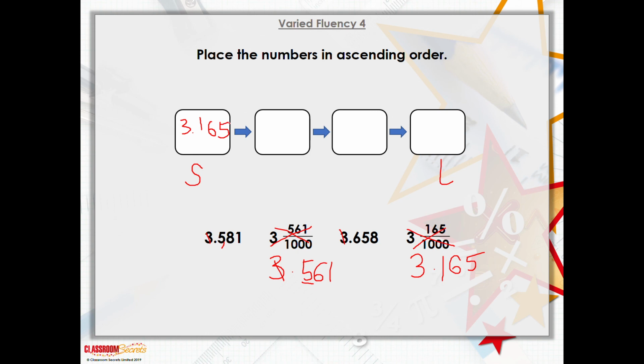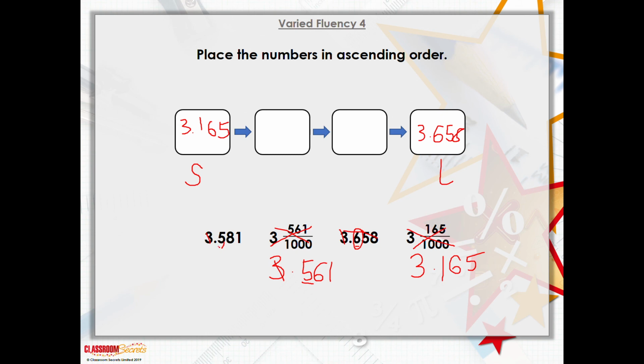6, 5. So if we're still looking at the tenths, I've got a 5, a 5, and a 6 in the tenths column. So this one is the larger one because I've got 6/10 there, whereas in these two numbers that I've got left here, I've only got 5/10. So straight away, I can put in the largest number too, which leaves me with the other two numbers that have a 5 in their tenths column.